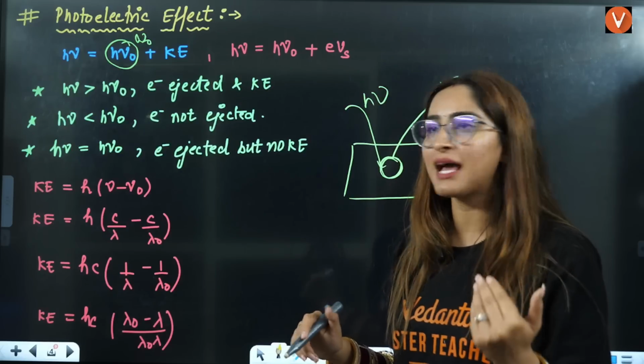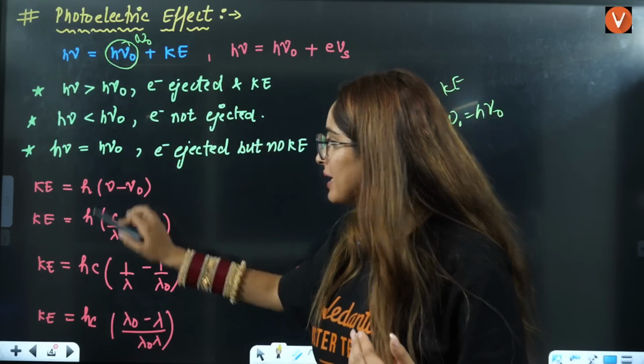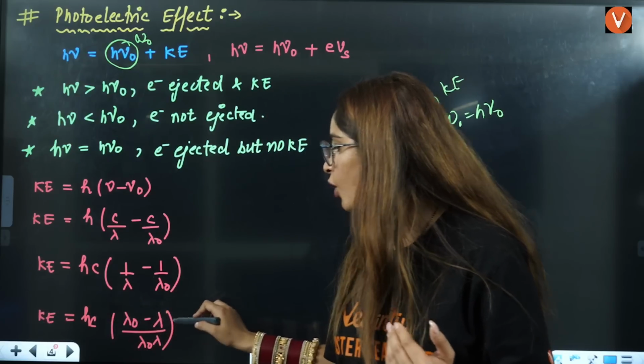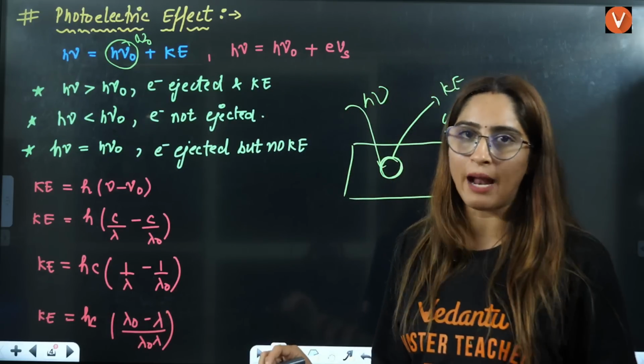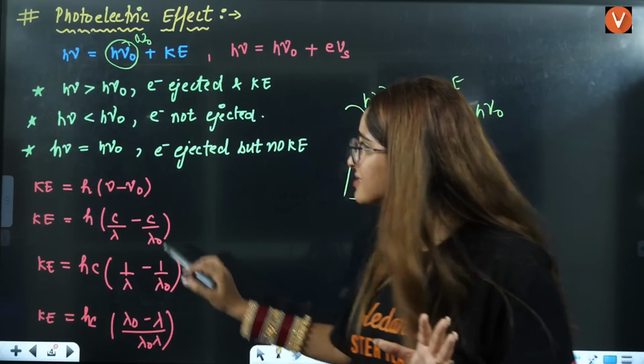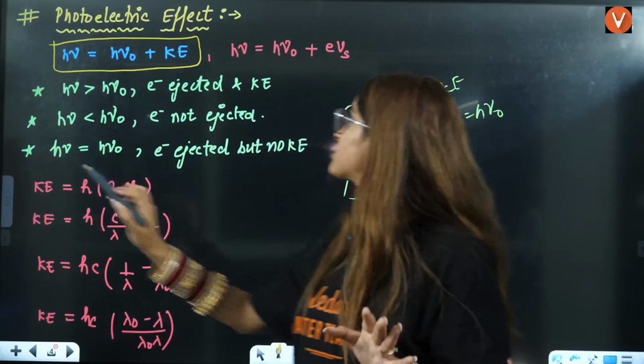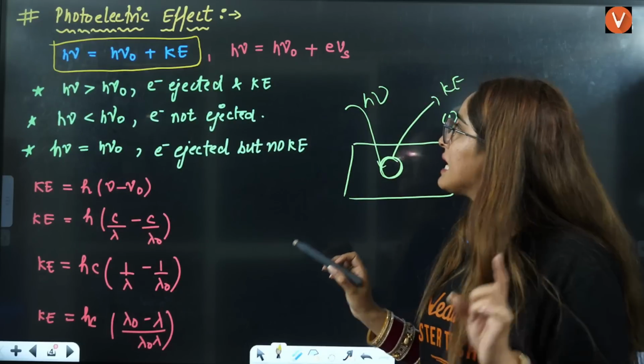Next is, what is kinetic energy? From this equation you can solve and get the formula hc (lambda naught minus lambda) by (lambda naught into lambda). You don't need to learn the derivation, just remember this equation, the rest of the things you don't need to learn.